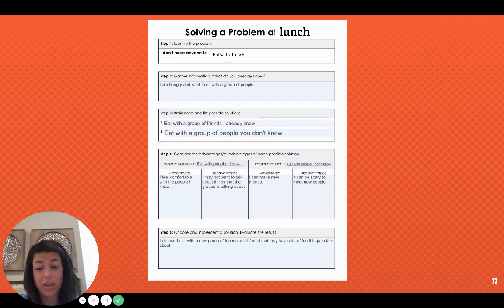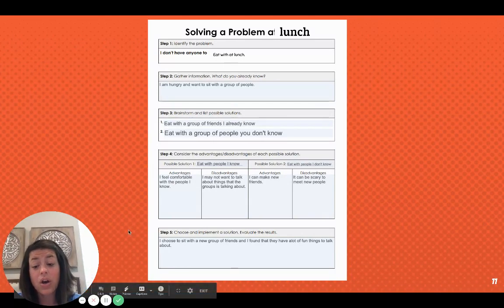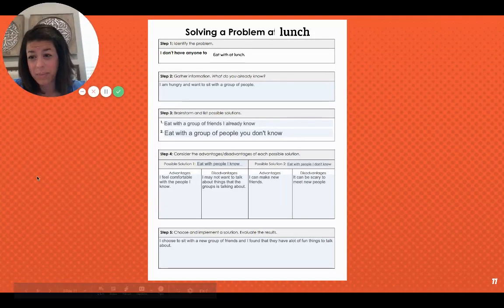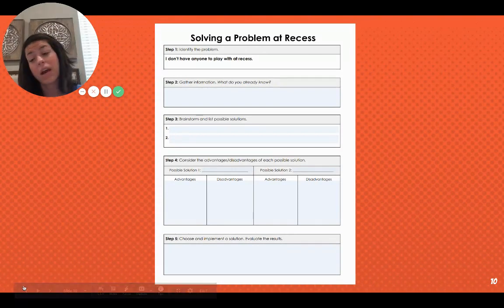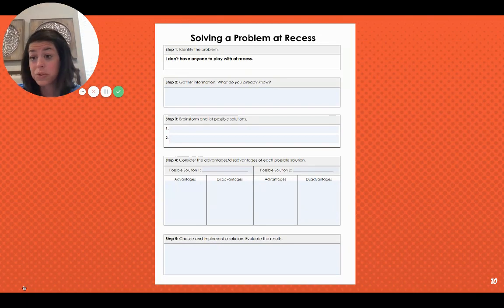And so that's what you're going to be doing. But you're going to be doing yours over recess, and you're going to decide, well, what's going to happen if I don't have anybody to play with at recess? And you're going to walk through all of the steps, gather what you know about recess, what you already know, like what are the things that you like, what are the kind of games that you play, brainstorm 2 possible solutions to what you could do, tell me the good things about it and the bad things, and then pick one. Okay, so that's what our assignment is for the week.